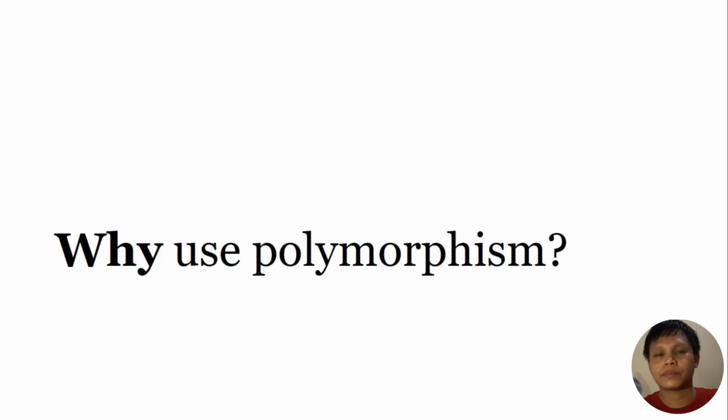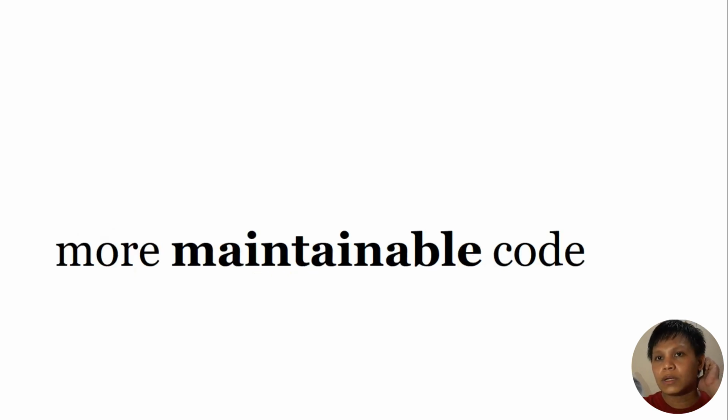And now, the question is, why do we use polymorphism? Why do we need this sort of polymorphic behavior? An object that changes behavior depende sa current form niya or type. Why do we need this object-oriented concept? For a simple reason, we want maintainable code. Yun lang, more maintainable code.